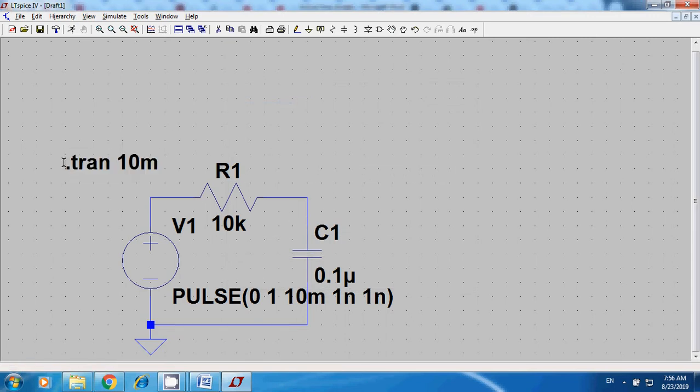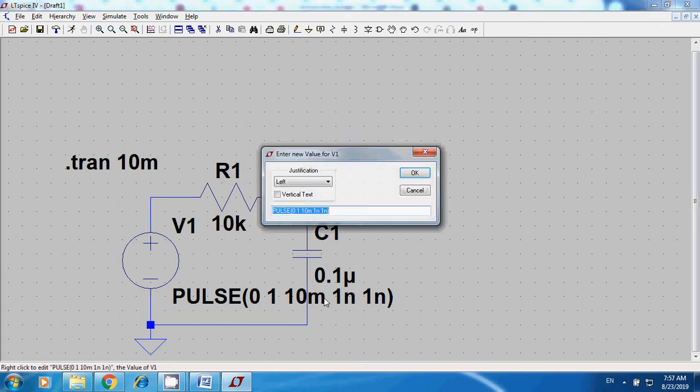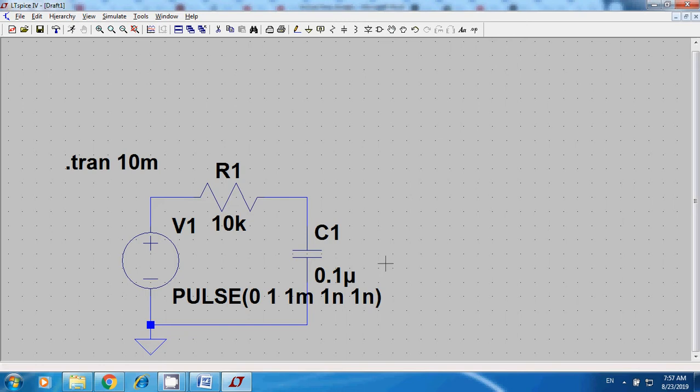And you place the command box into the circuit. Let's change this one, the pulse. The switch on at 10 milliseconds is too long, so let's put this one to be only 1 millisecond. Alright, click OK.